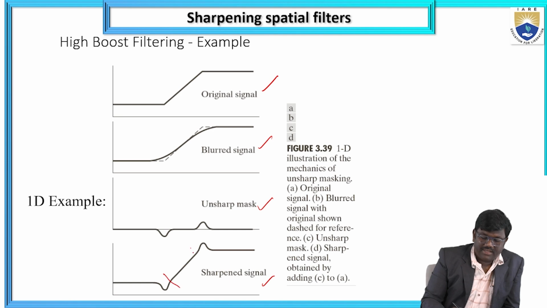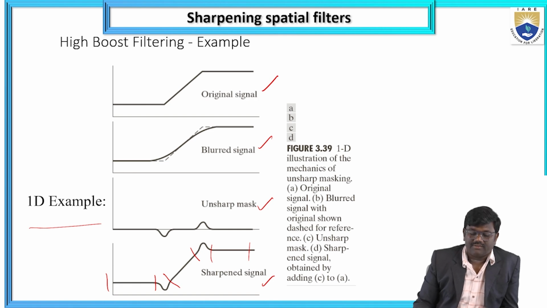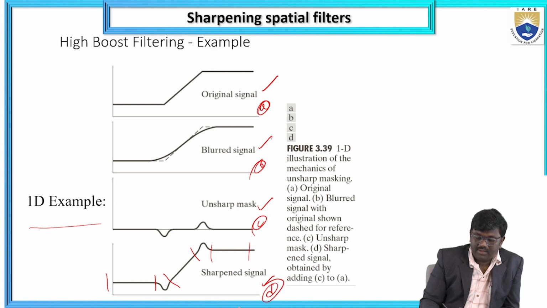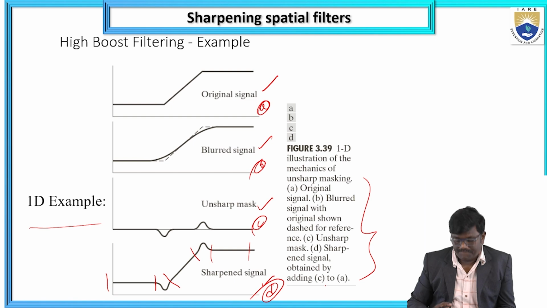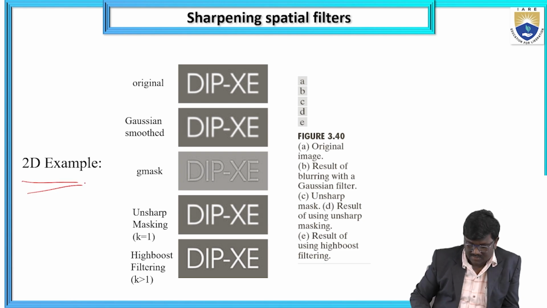See here there is a linear profile. Based on this one-dimensional example of signals, we concentrate on parts A, B, C, and D of the image, or we can check them together. So sharpening spatial filters work on the original, the Gaussian smoothed, and the g mask. Unsharp mask is when k is 1. High boost filtering is when k is greater than 1, and this is a 2D example.